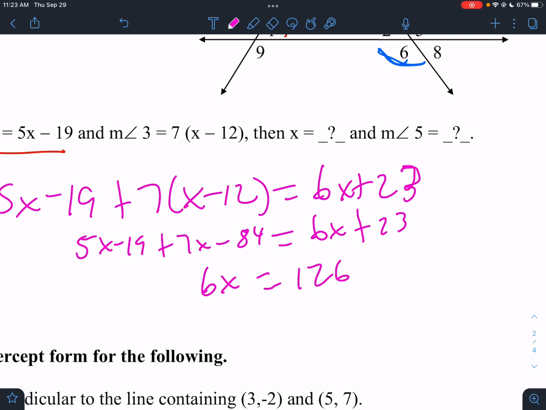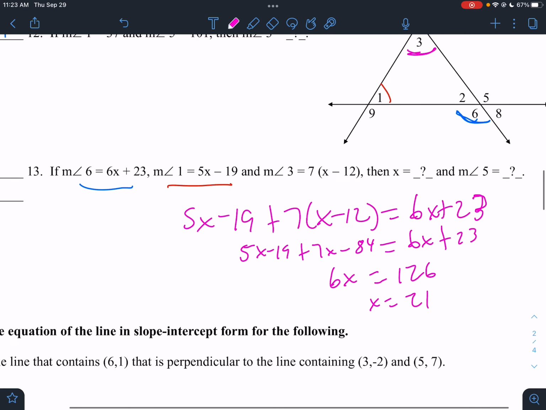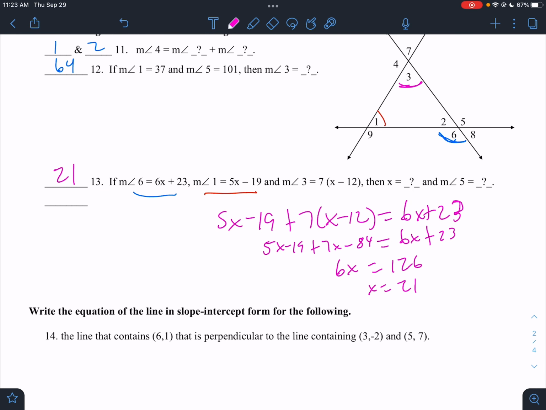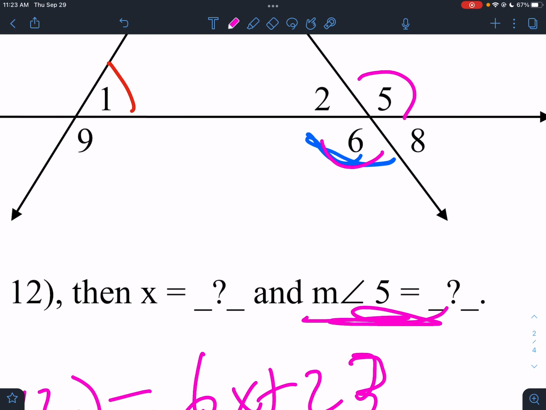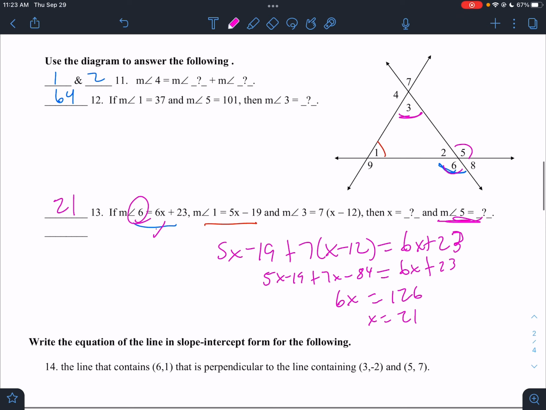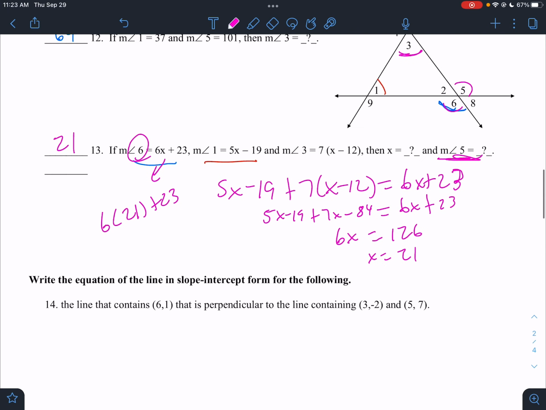Divide by 2 be 63. Divide by 3 would be 21. So x equals 21. Plug that in. 6 times 21. Or sorry, don't want to get ahead of myself. Angle 6, right? They said find the measure of angle 5. What do you know about angle 6 and angle 5? They're the same size. So plug that in. 6 times 21 plus 23. That would be what? 126 plus 23, 149.